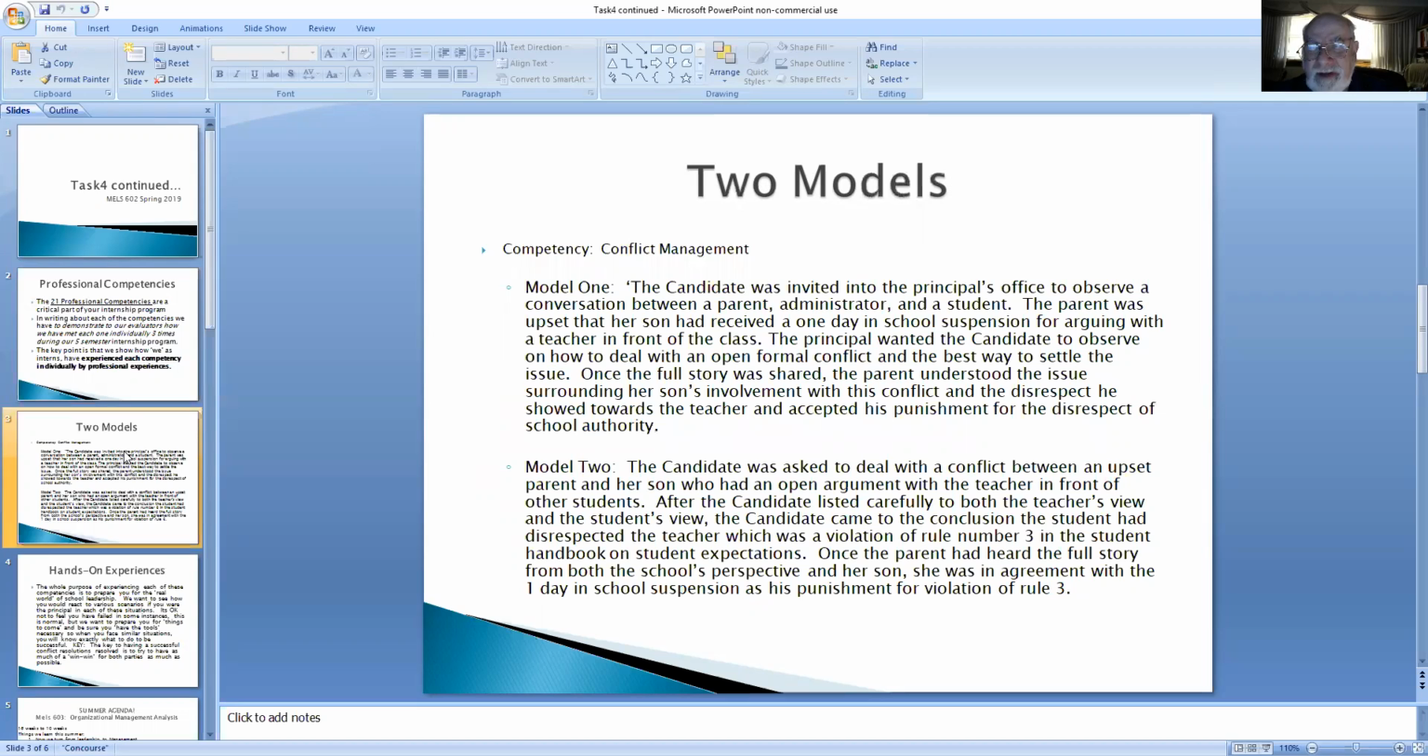And we're getting a lot of this, a lot of generalities about how you meet these competencies. Folks, that's not going to work. Your evaluators and DPI are going to be looking at how you were directly involved in a specific conflict, in this example. Model 2 is where this happens. The candidate themselves actually deals with the conflict between the parent and the student. The same scenario, but one's hands-on, one's an observer.